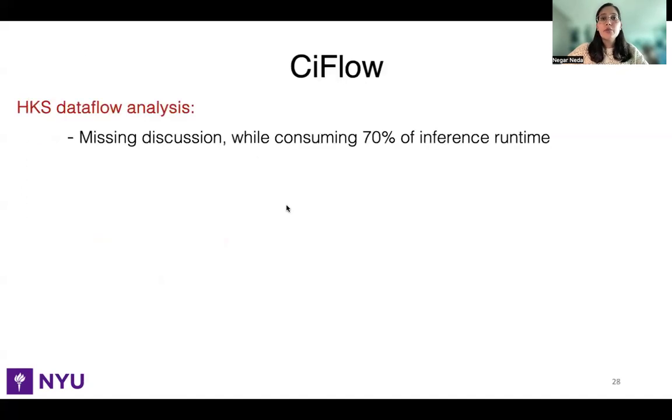So in CiFlow, we present a taxonomy and analysis of hybrid key switch data flow. While this is a missing discussion in recent papers, they focus mostly on inverse NTT, NTT optimization, and bootstrapping, while as you saw, inside key switching, we have NTT, and also after each bootstrapping, we have to do key switching. So this was also an important workload to focus on.